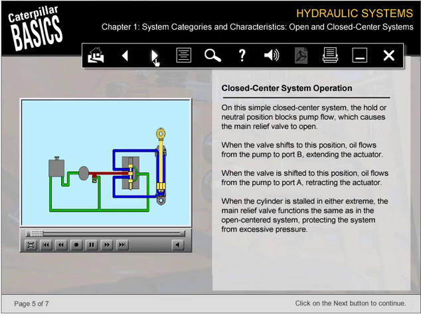On this simple closed-center system, the hold or neutral position blocks pump flow, which causes the main relief valve to open. When the valve shifts to this position, oil flows from the pump to port B, extending the actuator. When the valve is shifted to this position, oil flows from the pump to port A, retracting the actuator. When the cylinder is stalled in either extreme, the main relief valve functions the same as in the open-centered system, protecting the system from excessive pressure.